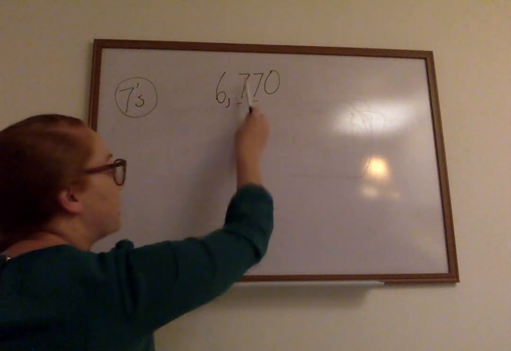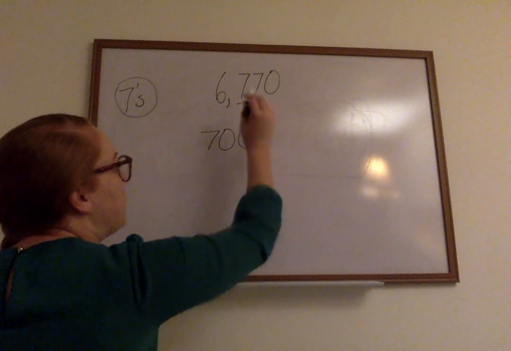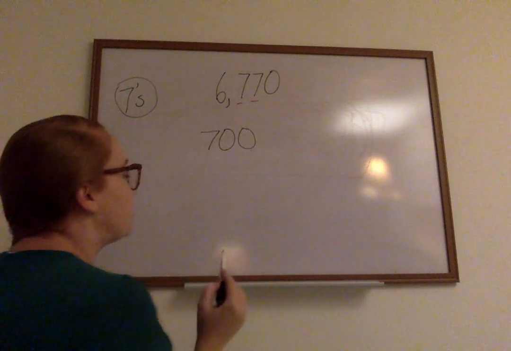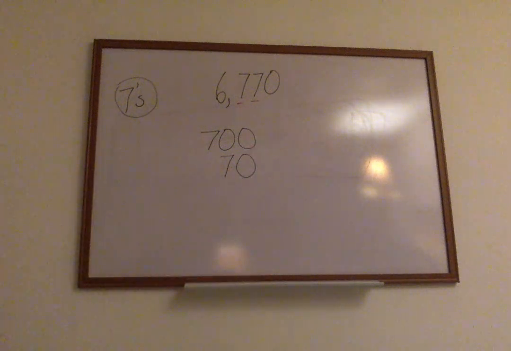My first 7 is in the hundreds place. The value of that is 700. My second 7 is in the tens place. The value of that is 70. That would be my answer.